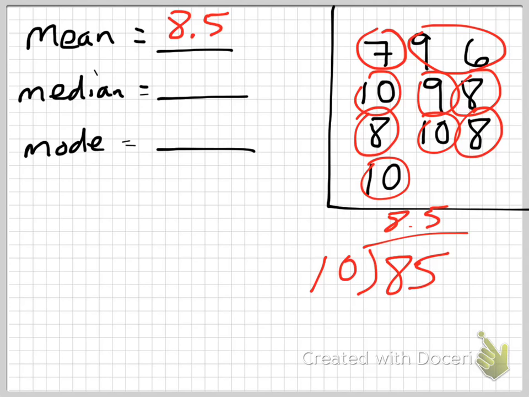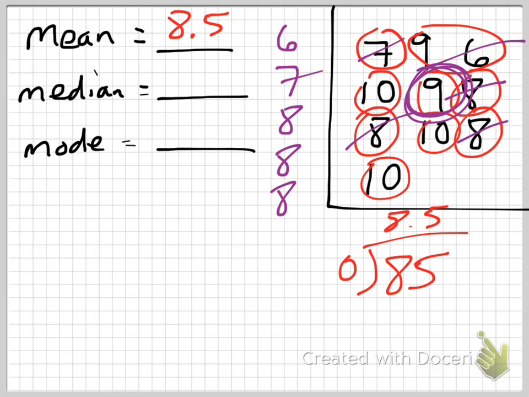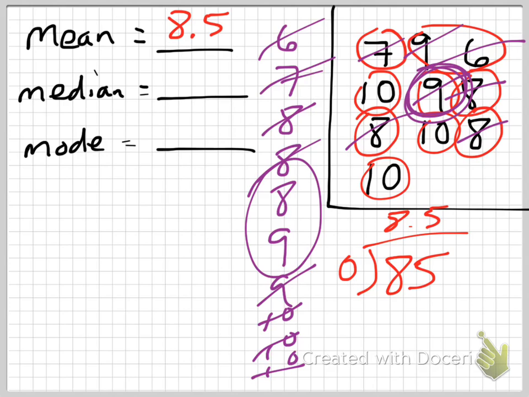Median. Do I look in here and go, okay, well, the middle number is a 9, so that's what the median is? Is that what you do? No. Line them up. Line them up. 6, gone. 7, gone. 8, gone. 8, gone. 8, gone. 9, gone. 9, gone. And then there are 3 tens. 10, 10, 10. Start eliminating. 1, 1, 7, 7, 8, 8, ooh. There's 2 of them.